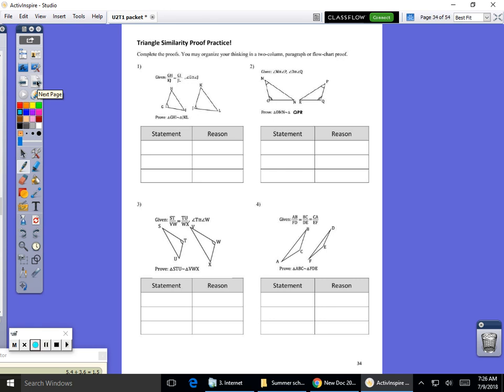Here, you're writing the whole proof out, state your givens, identify how you can state that those 2 are similar.